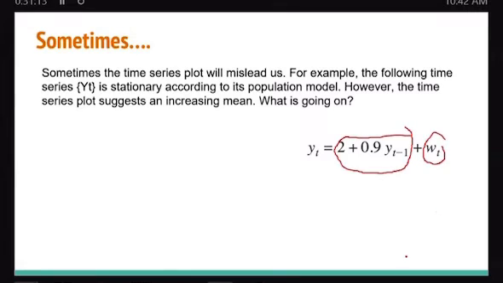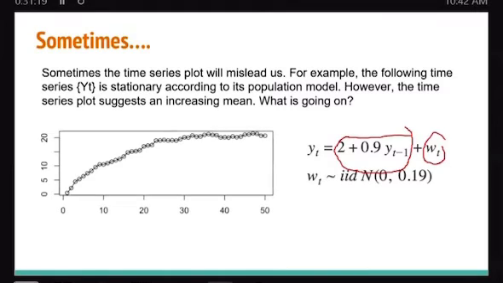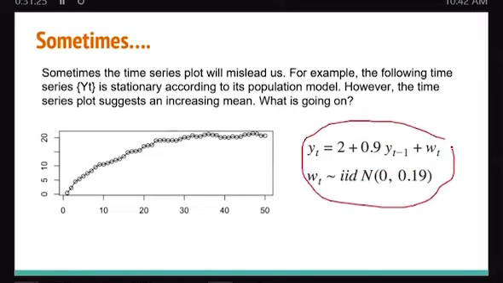Now, coming back to the model, we simulated. If you take a look at the data, we use this to simulate our data. Next week you're going to see a lot of coding. When we are simulating this data, we take into consideration that WT, the noise, the random part, follows a normal distribution with mean zero and a constant variance of 0.19. We are already assuming constant mean, constant variance.